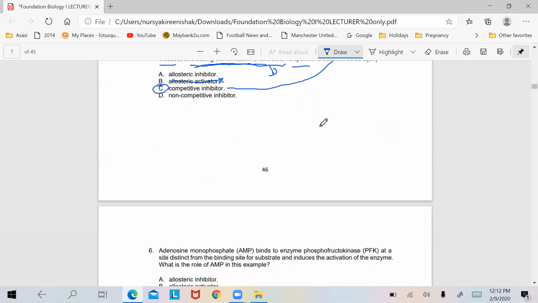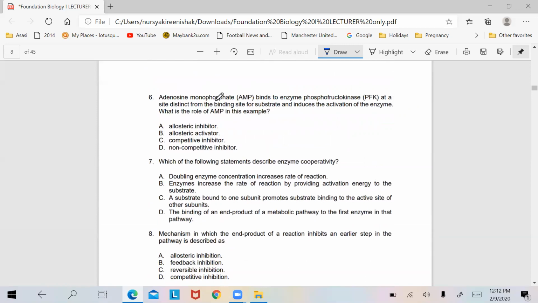So the next question, question number 6. It says adenosine monophosphate, AMP, binds to the enzyme phosphofructokinase, PFK, at a distinct site from the binding site for substrate. A distinct site from the binding site of the substrate is referring to the allosteric site. The binding site for the substrate is the active site, and it induces the activation of the enzyme.